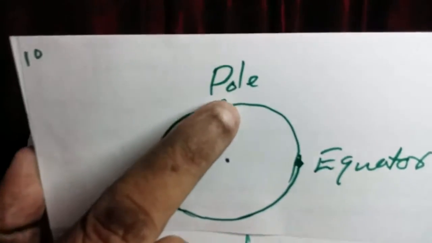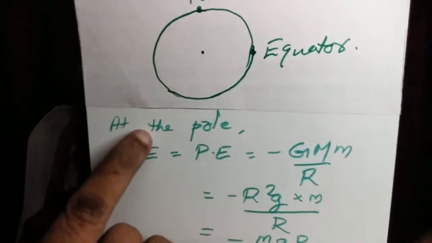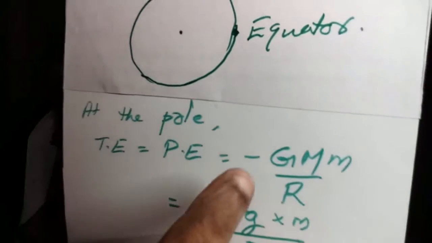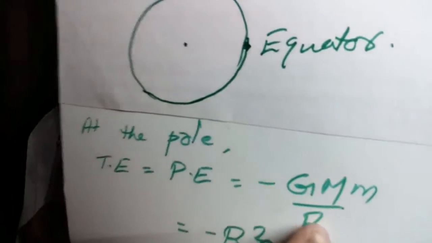When the body is placed at the pole, it has only potential energy because relative to the polar axis, the pole is at rest and the body won't have any kinetic energy. So total energy of the body placed at the pole will be its potential energy. At the pole, total energy equals potential energy equals minus GMm by polar radius of Earth, or simply R.